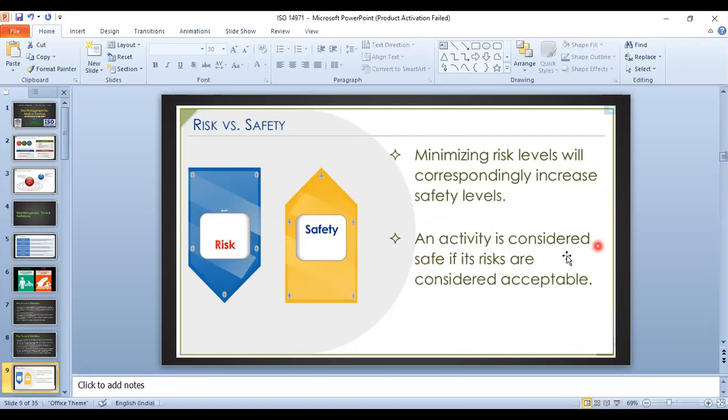An activity is considered safe if its risks are considered acceptable. Right? I already told in the previous slide, it is not possible to completely eradicate or eliminate the entire risk that can occur during a manufacturing procedure. But we can maintain it at acceptable levels, or we can set it as a criteria level. Then only can we keep these risks minimized. That is very much important. That is risk versus safety.